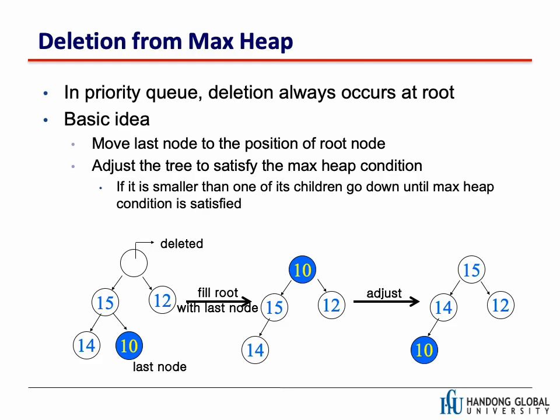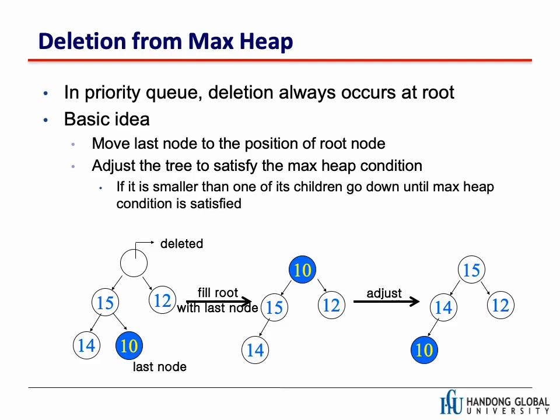So there are two conditions. It should be a complete binary tree, and it should be a max tree too. So here's an idea. After deleting the root node, the first thing is to move the last node to the position of the root node. In this figure, 10 is the last node, and 10 goes up to the root node. Now this is a complete binary tree, but it's not a max tree.